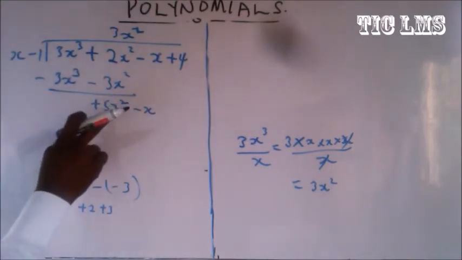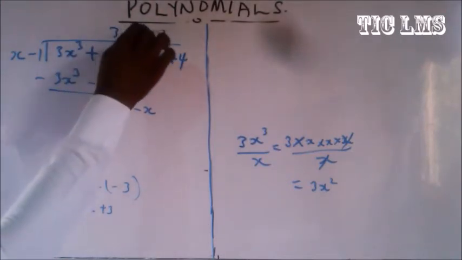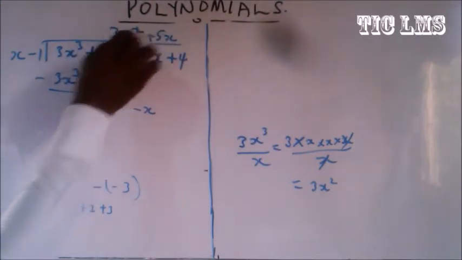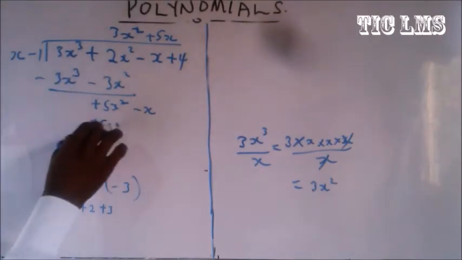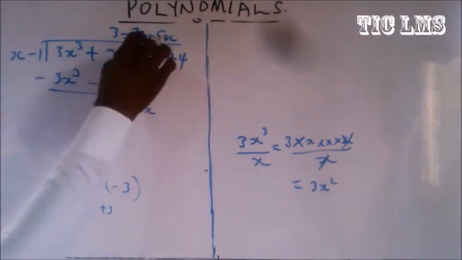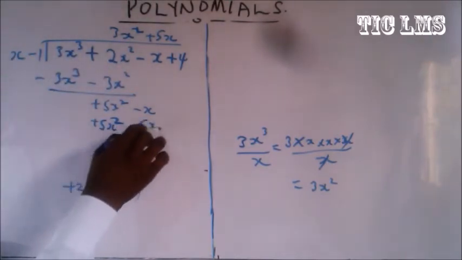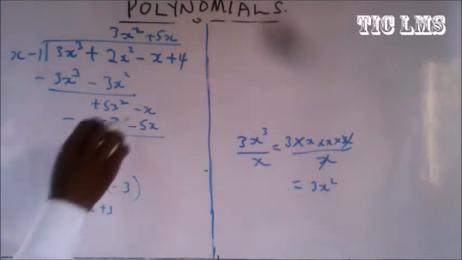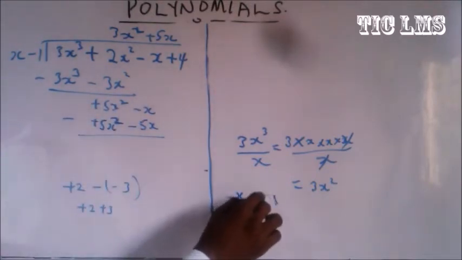X into plus 5x squared gives plus 5x. Plus 5x multiplied by x gives plus 5x squared. And then plus 5x multiplied by minus 1 gives minus 5x. Then we subtract. Minus x minus 5x.